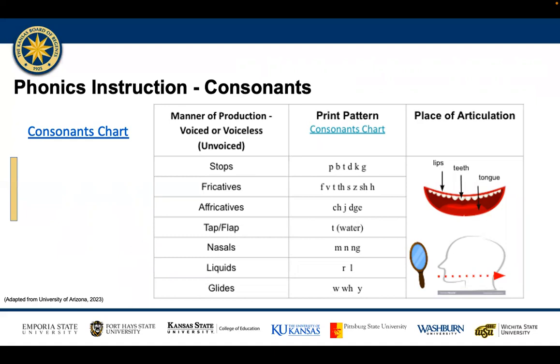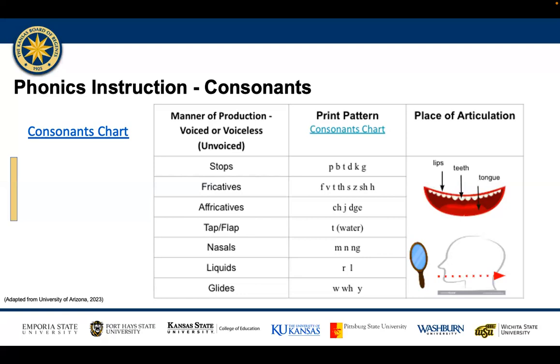The consonants chart document linked on the slide describes the place of articulation for each sound in more detail. As you can see on this summary slide here, manner of production refers to the type of sound as determined by the airflow when producing the sound and by engagement or disengagement of the vocal cords for voiced or unvoiced consonant sounds. The place of articulation refers to the physical placement and positional shifting of the lips and tongue in relation to the teeth.